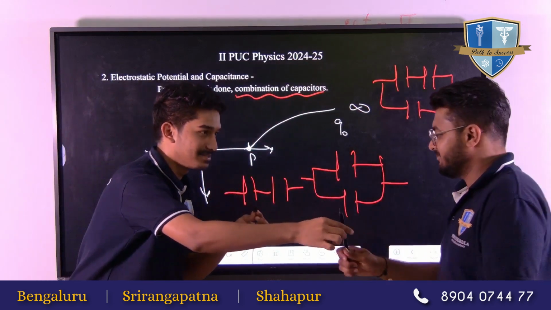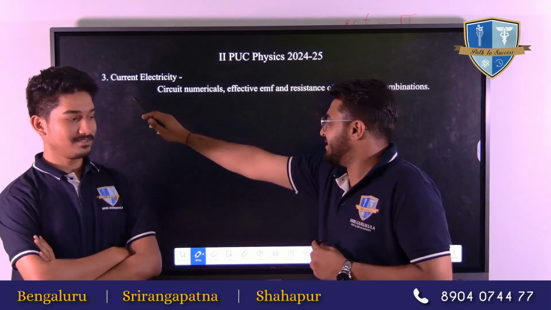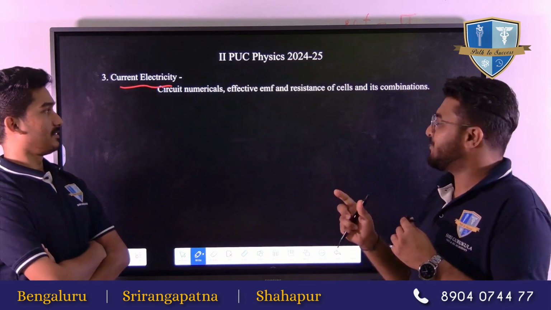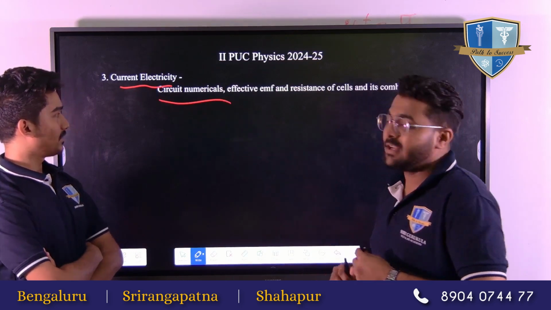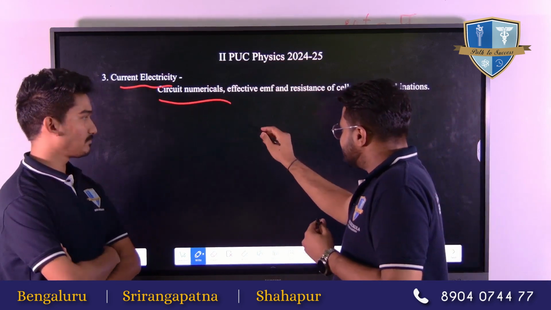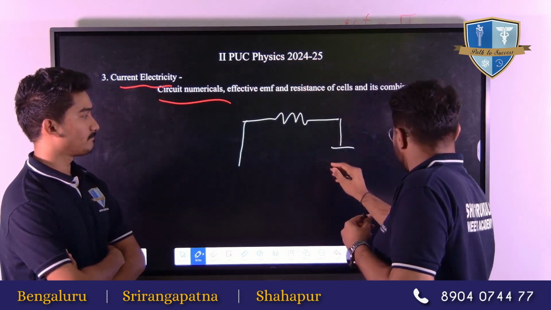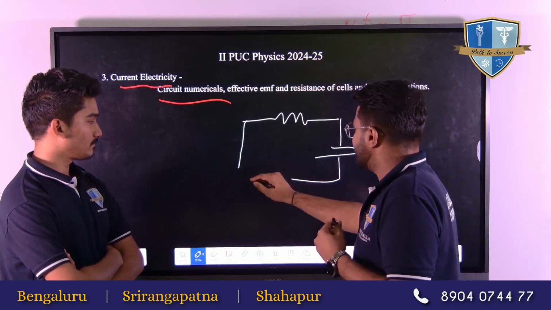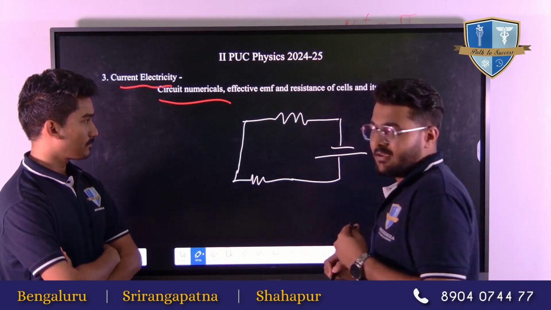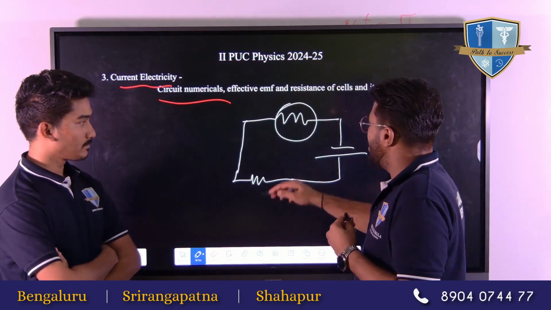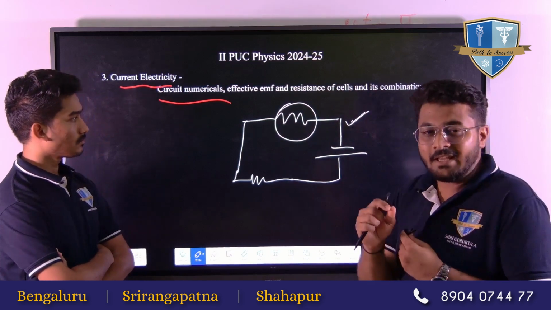Next chapter is current electricity. One of the nice chapters. In this they'll ask circuit numericals. What are circuit numericals? They'll give one circuit which contains resistors and cells, and they'll ask you to find the current in any resistor or any wire. This question is important and they will ask this question.